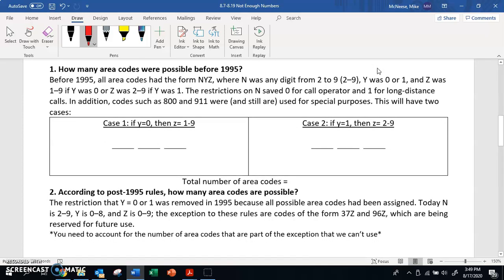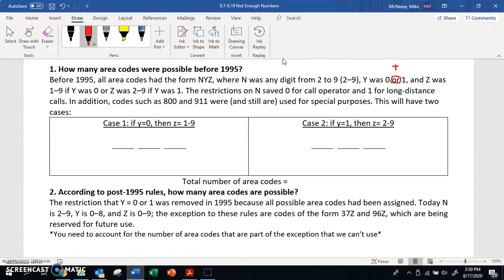So it says before 1995, all area codes had the form NYZ, where N was any digit from 2 to 9, Y was 0 or 1, and then remember this means addition. And Z was 1 through 9 if Y was 0, or Z was 2 through 9 if Y was 1. The restrictions on N saved 0 for call operator and 1 for long distance. All right, so we have 2 different cases here. This is a case-by-case type of problem.